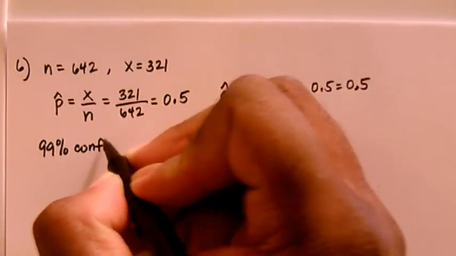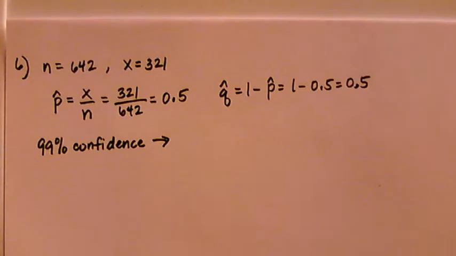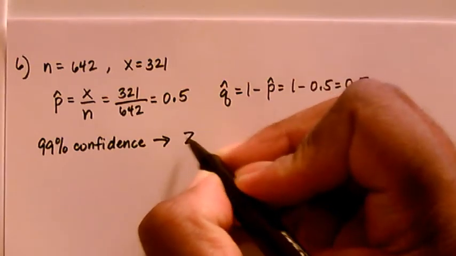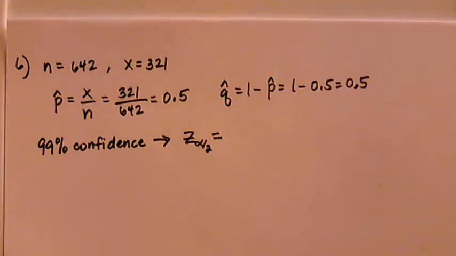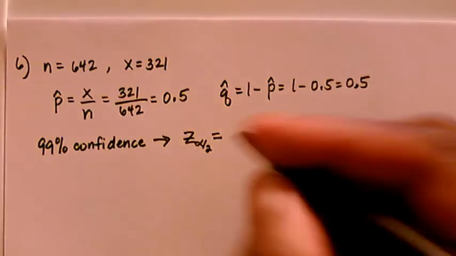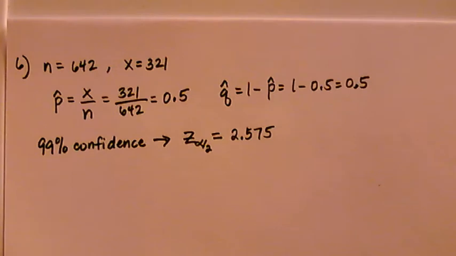Okay. Now we're dealing with the 99% confidence interval. If we have 99% confidence, there is a table that I gave you in class that tells you what your critical Z value is for each of the most common critical values here. For 90%, it was 1.645. For 95%, it was 1.96. And for 99%, it was 2.575. And since we're dealing with a 99% confidence, that Z value is 2.575.